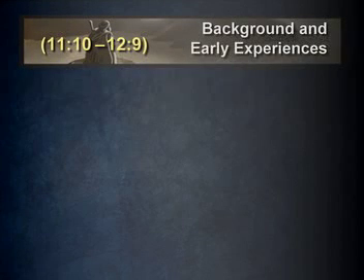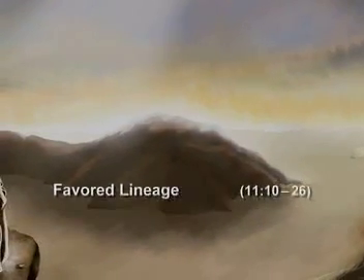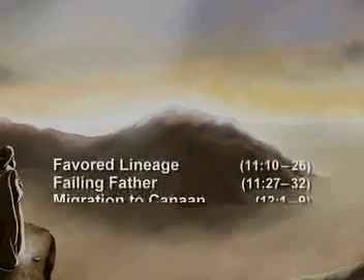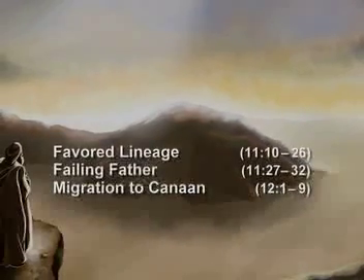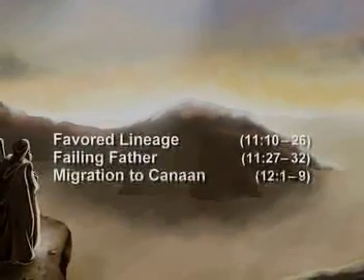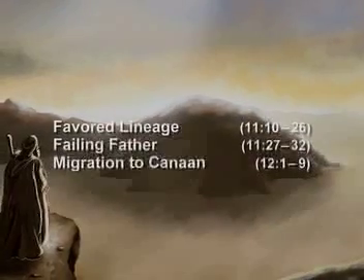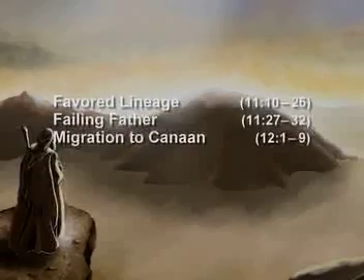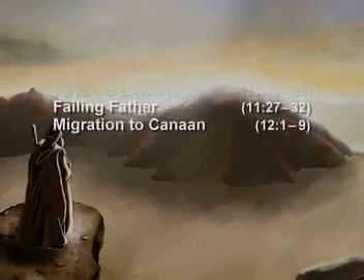First, as we might expect at the beginning of the patriarch's life, Moses' record begins with Abraham's background and early experiences with God. This section includes Abraham's favored lineage, his failing father, and his migration to Canaan. These chapters explain how Abraham entered into his special relationship with God by focusing on his family's background and his initial migration to the Promised Land.